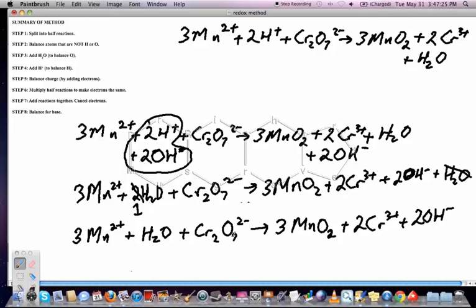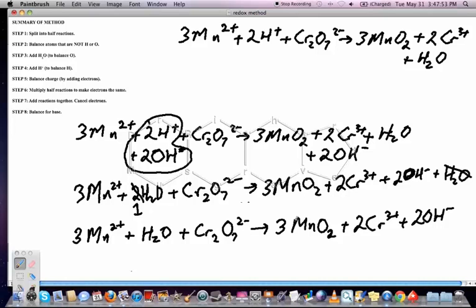I've got 3 times 2 minus 2, that's a total of 4 on this side. I've got 3 times 2 minus 2, that's 4 as well. Oxygens, I've got 1 and 7 is 8. I've got 2 times 3 is 6 plus 2 is 8. I've got 2 hydrogens here, 2 hydrogens here, 2 chromiums here, 2 chromiums here, 3 manganese, 3 manganese. Everything balances out, so we know that we're right on this one.